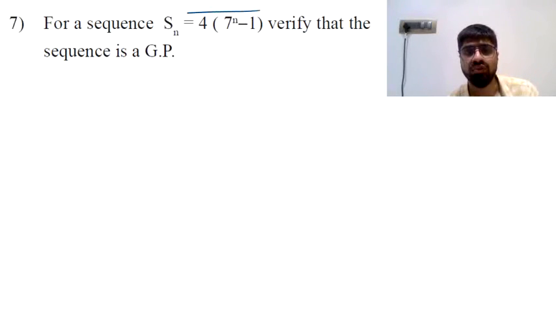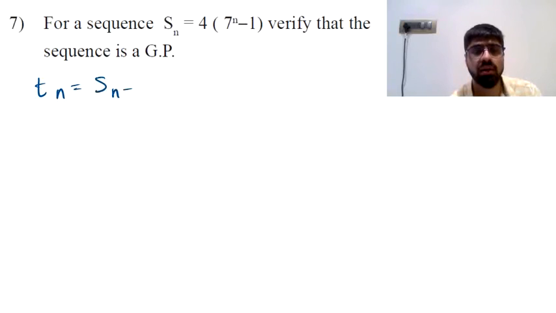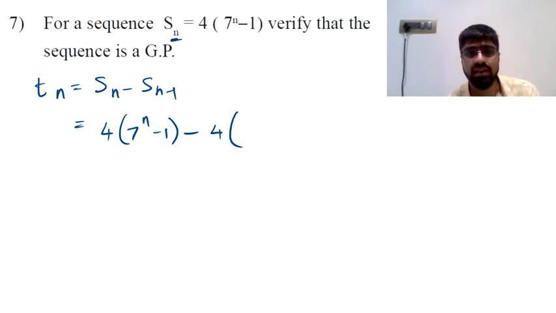You are given the value of Sn, that is the sum of the first n terms of that given sequence, and every time you want to find the nth term, it is always found by the formula Sn minus Sn minus 1. Sn has been given as 4 into 7 power n minus 1. See, Sn is this. So if you want Sn minus 1, you replace n with n minus 1 on the left, and if you do that on the left, you replace n with n minus 1 on the right also. So Sn minus 1 will be 4 into (7 power n minus 1 minus 1).